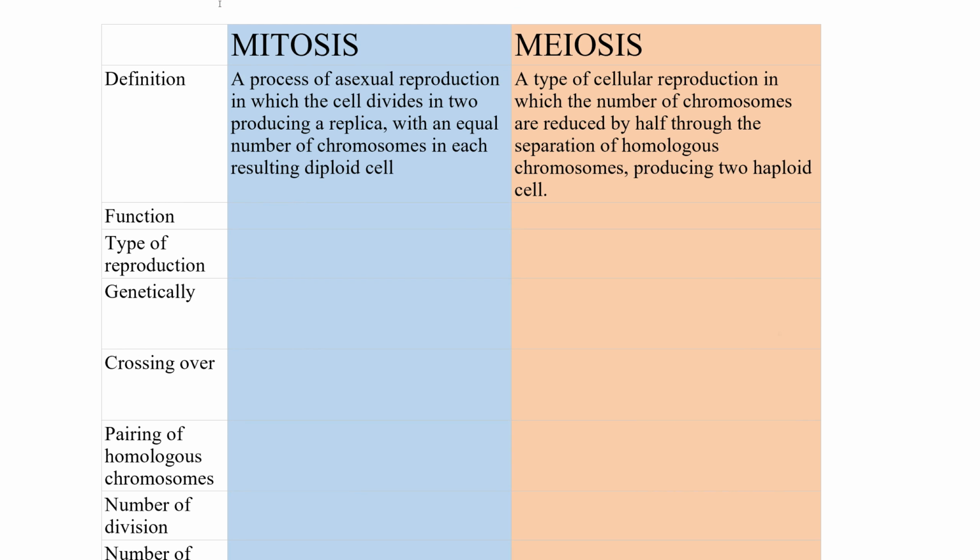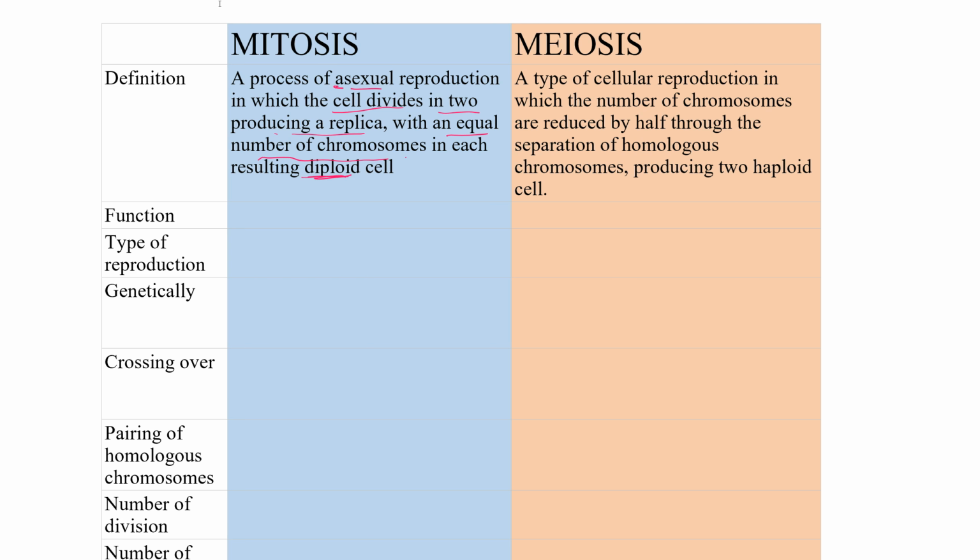So here I made a table for you to know the difference between mitosis and meiosis. Mitosis is a process of... I noticed something. Yes, no, sorry, my bad, I took it back. I thought I typed the wrong word, actually it's correct. Mitosis is a process of asexual reproduction, no sex involved. A means no sex involved, right? The cells are going to divide into two, producing a replica, with an equal number of chromosomes, resulting in a diploid cell.